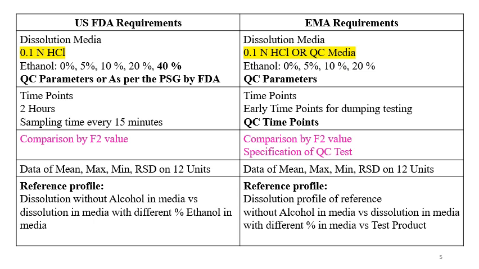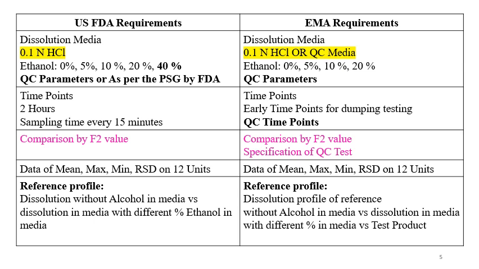US requirements are comparison by F2 value, comparison with the reference formulation, and comparison with the dissolution profile without alcohol. Then, as per EMA, it will be a comparison by F2 value and also specification of QC testing will be performed. As per US and EMA, both require data of the mean, minimum, maximum values, and percent RSD on 12 units testing, for example, tablets or capsules with 12 units.